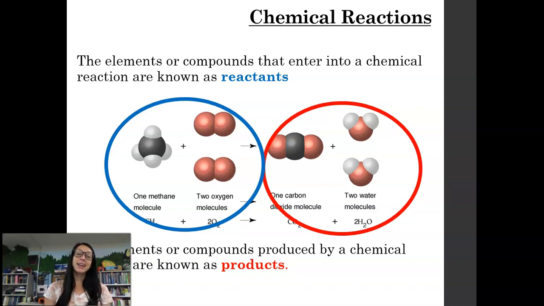Get familiar with recognizing the reactants and the products of chemical reactions, because you'll be dealing with a lot of chemical reactions this year. Some good examples are just starting right off with things like photosynthesis and cellular respiration.